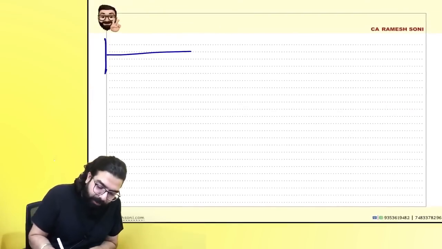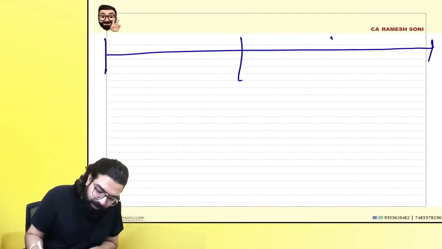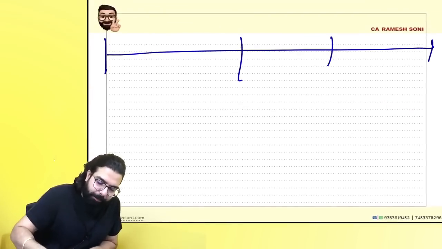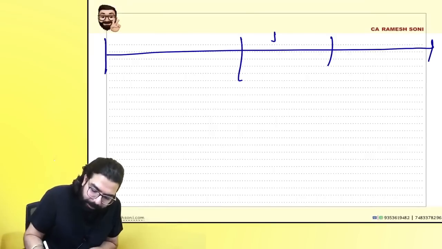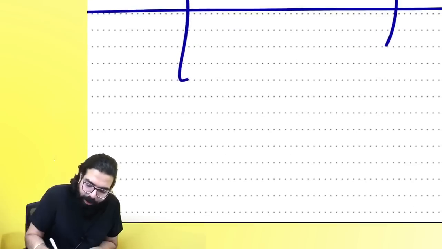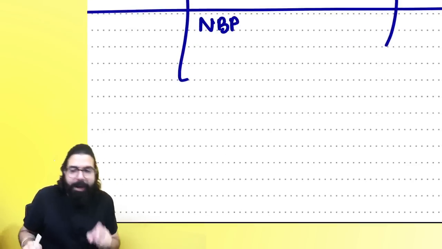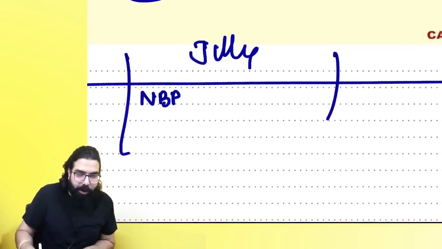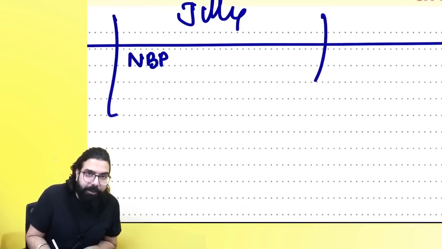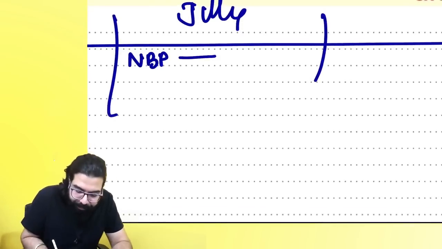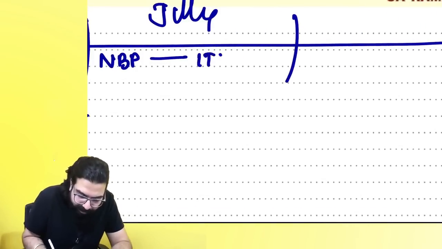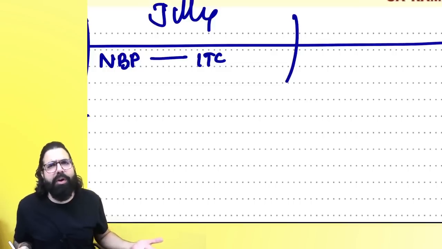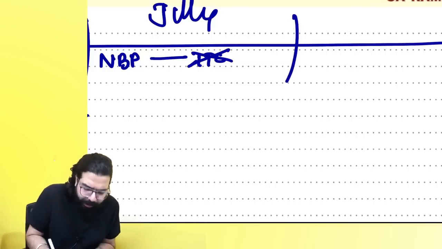Everyone listen. For an example, this is the month of July. In the month of July, I went ahead and bought something for non-business purpose. I am talking about capital goods. Sir, if I buy something for non-business purpose, then I will not get the input tax credit. Any capital goods exclusively for non-business purpose, you will not get the input tax credit.